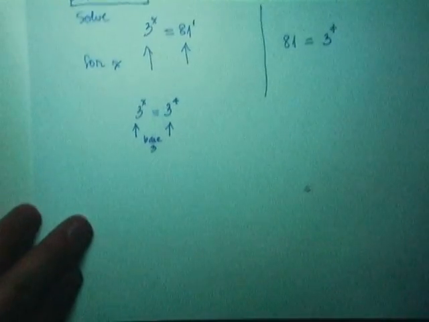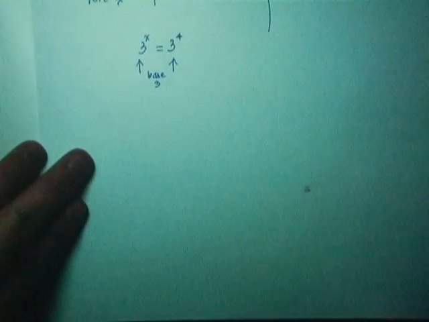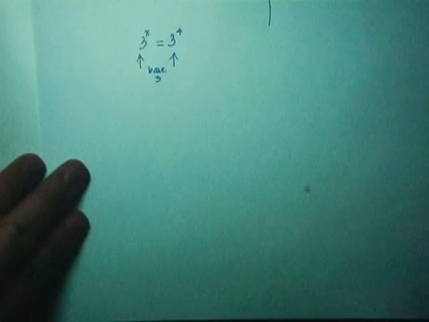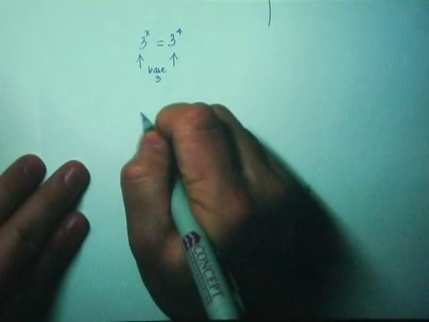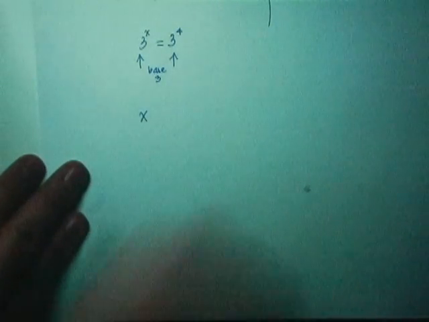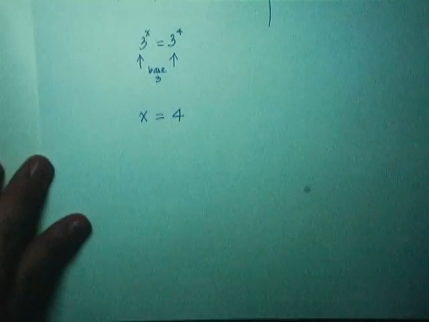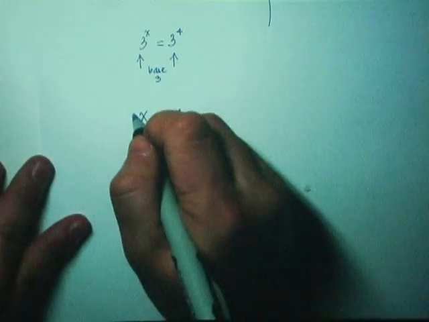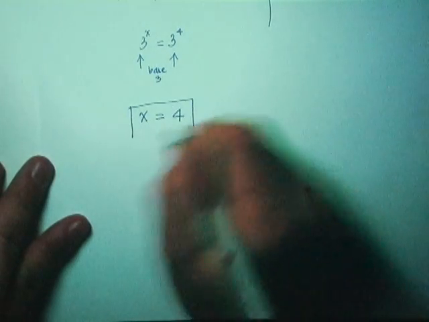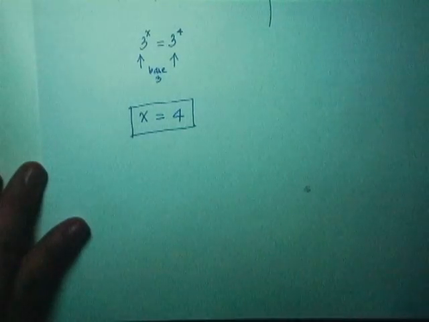Okay, so as long as I can show my equation to have the common base on the two sides, then what I can do is simply pick the power on the left-hand side, look at the power on the right-hand side, and equate them together, set them equal to each other. And right at that point, I found my solution. x equals 4 is the answer to that problem.